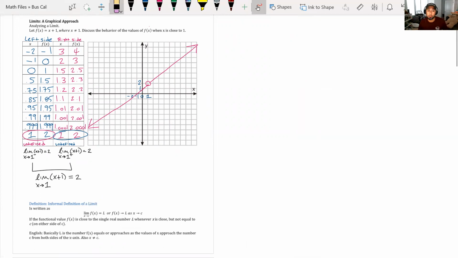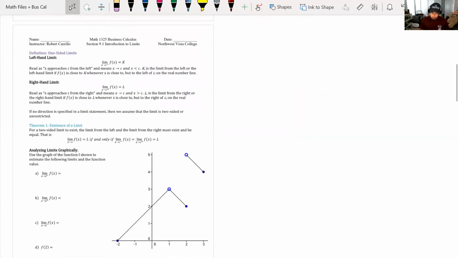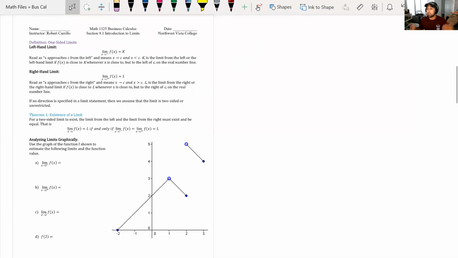And yes, more practice, right? But this is how we dig in. This is how we analyze the limit of a function, okay? All right. Next page, more definition, but it's going over everything we did already.